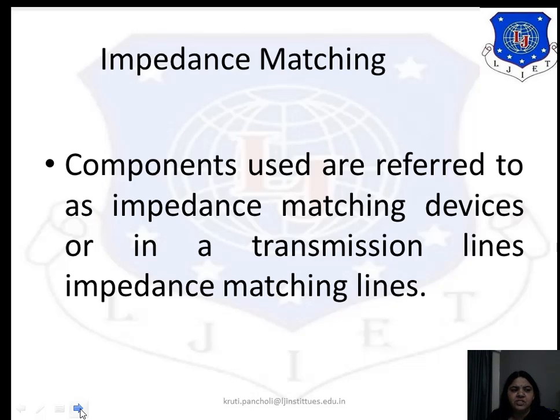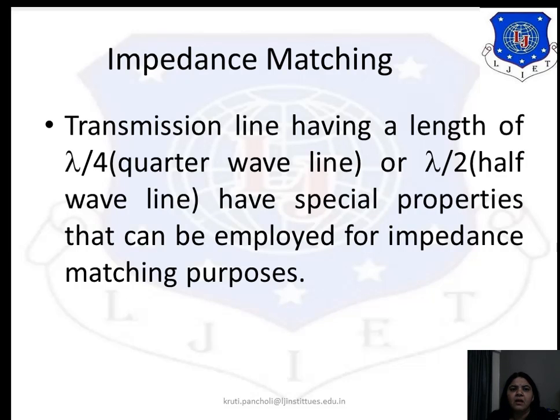That is why impedance matching is a very important task while we are studying microwave engineering. Generally the signal source has a fixed impedance, and impedance matching is used for reducing reflections. A transmission line having a length of lambda by 4, a quarter wave line, or lambda by 2, a half wave line, has special properties that can be employed for impedance matching.